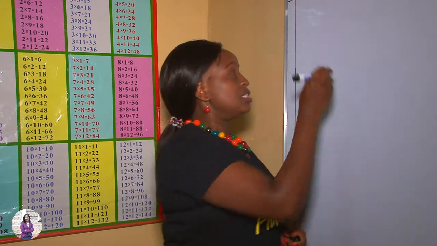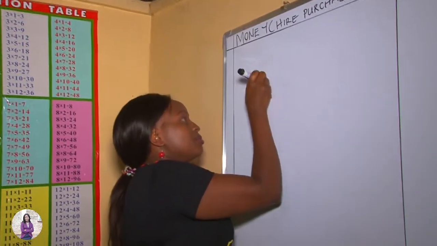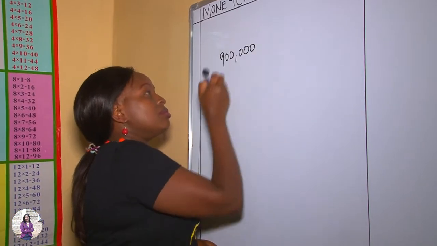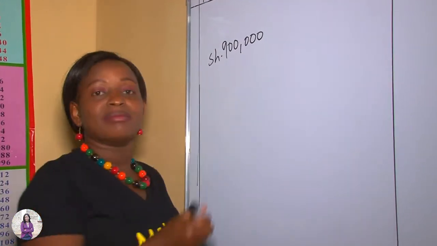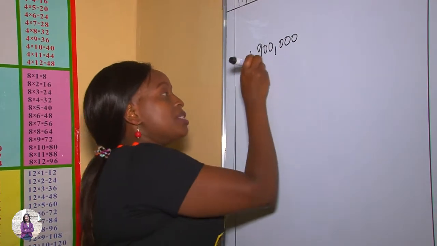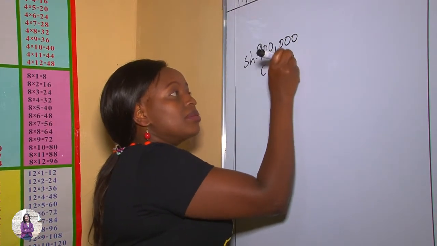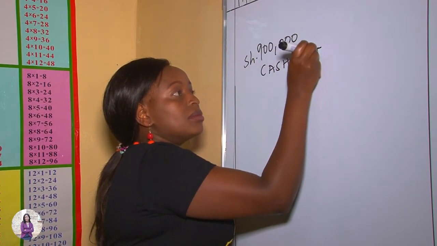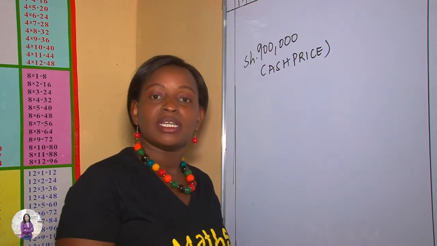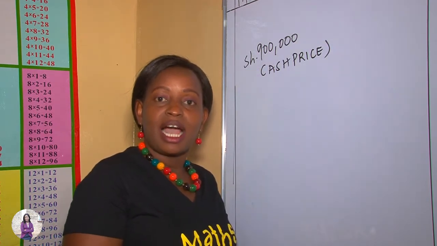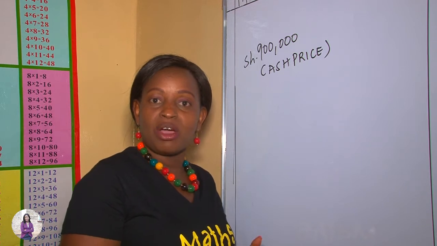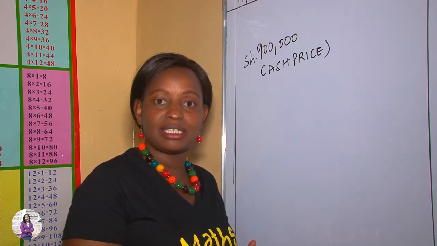Let's say that you have identified a car that you wish to buy, and the seller tells you that the car costs 900,000 shillings. That is the cash price of the car. And you tell him that you would wish to own the car, but you don't have the 900,000 at hand.